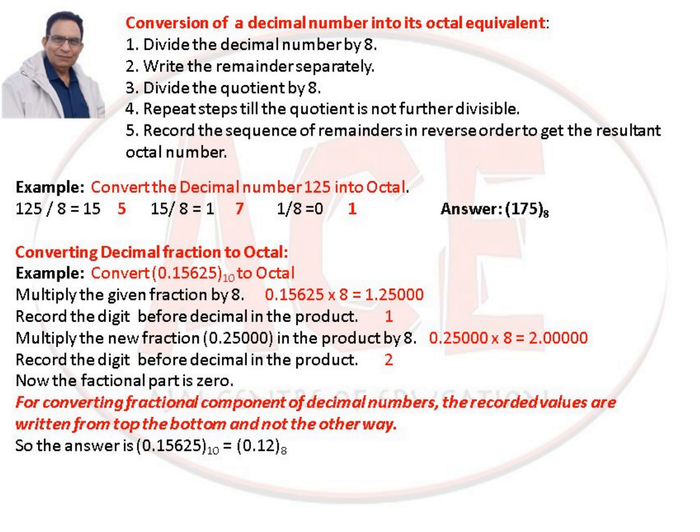Multiply the given fraction by 8. Means when we multiply 0.15625 by 8, we are getting 1.25000. So 1 is coming before the decimal, so it is recorded separately, and the fractional part remaining is 0.25000. Multiply the new fraction by 8, means 0.25000 multiplied by 8 comes to be 2.00000.